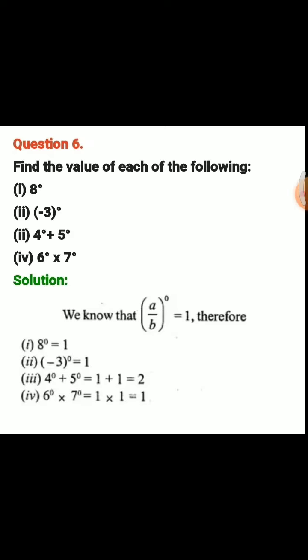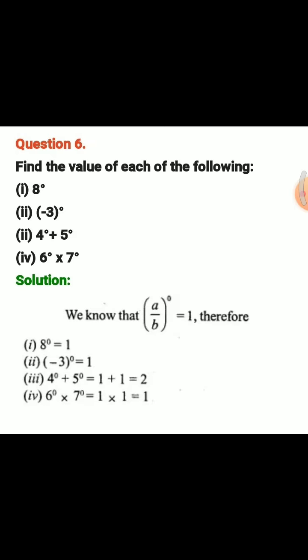Next question. Find the value of each of the following. 8 power 0. So before starting this chapter I told you if any power is 0 then the answer will be 1. So a by b power 0 equals 1. Therefore 8 power 0 equals 1. Minus 3 power 0 equals 1, it is all 1.